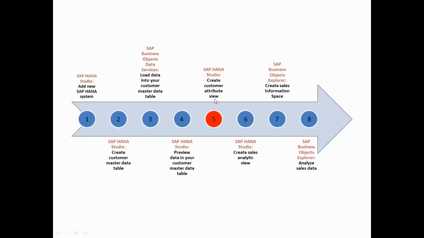The next step is I want to be able to query that table with master data. So I'm going to create an attribute view. I'm going to add a couple more pieces of information about that customer, and then I'm going to deploy that attribute view. So that's like master data reporting.